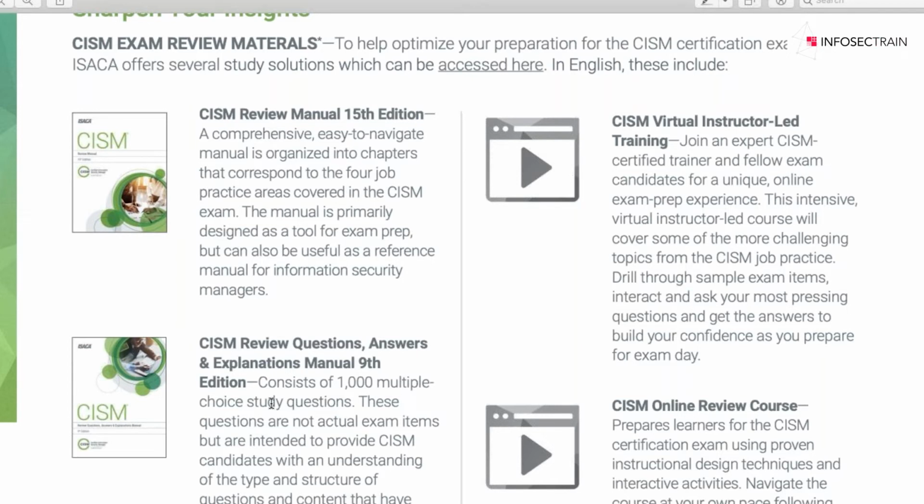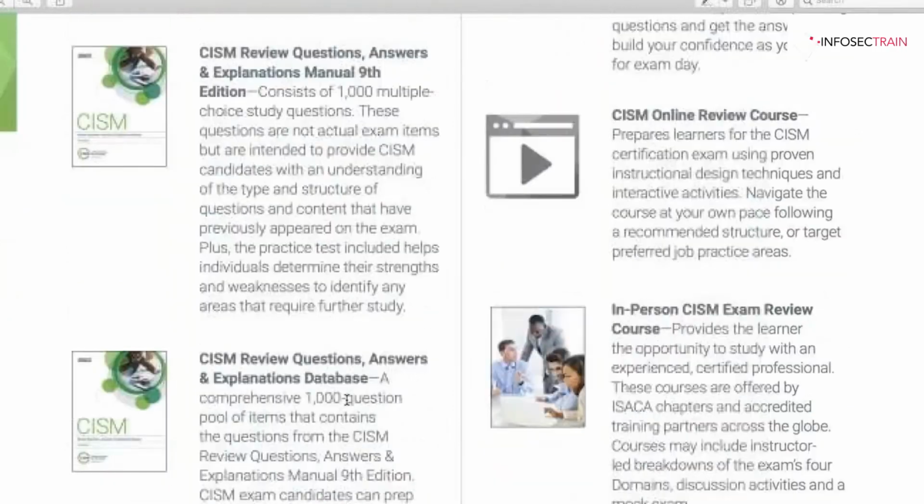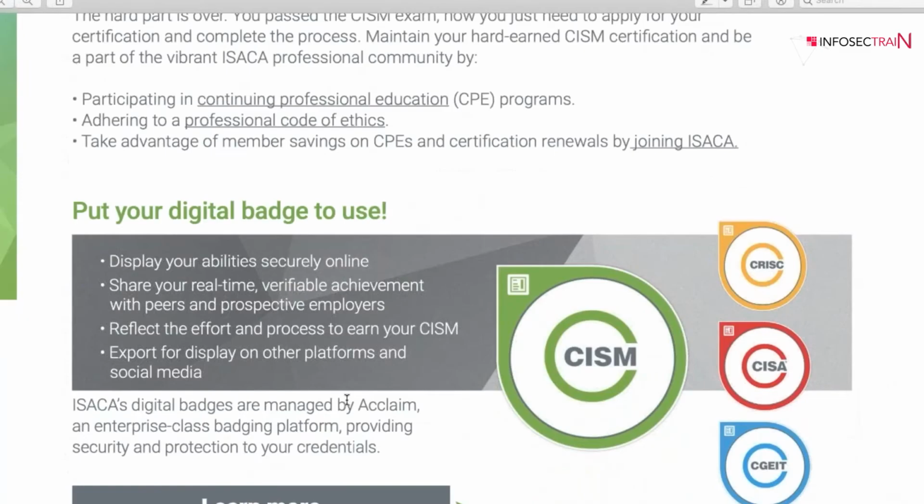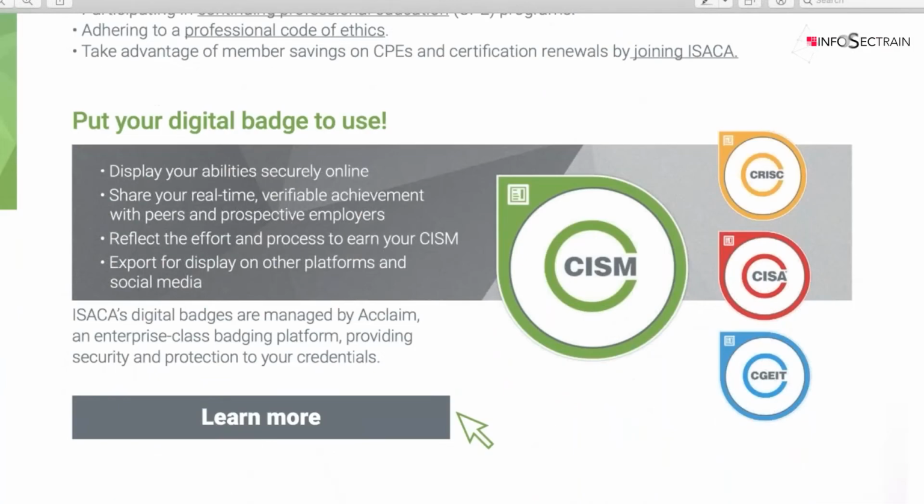One of the books that I tend to use is the All-in-One by Peter Gregory. So this is another book which is very good. It's not an official book from ISACA, but that is something that I use all the time. These are the official manuals from CISM. So this is something that you can refer to as per your preparation.